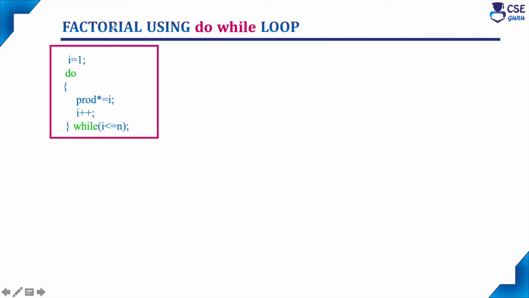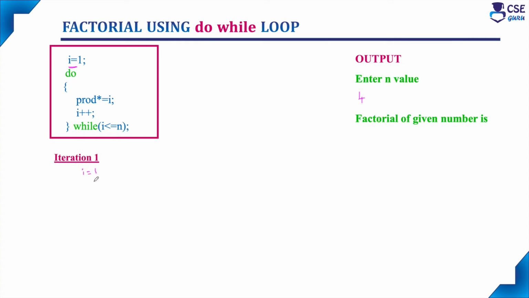Next, we will trace the logic for this factorial function using do while loop. So in do while loop, first we need to enter n value. For example, we will enter 4. Next, the factorial of a given number is. So next, initially I value is initialized to 1. So first iteration, consider I is equal to 1. Then by default, the body of the loop will execute once. That is, product is equal to product into I. So here product value in our program we have initialized as 1, and I value is also 1 here for the first iteration. So we will get it as 1.